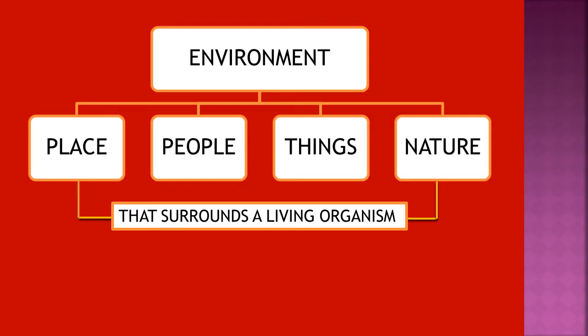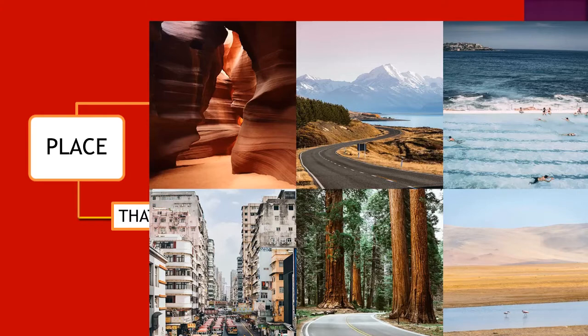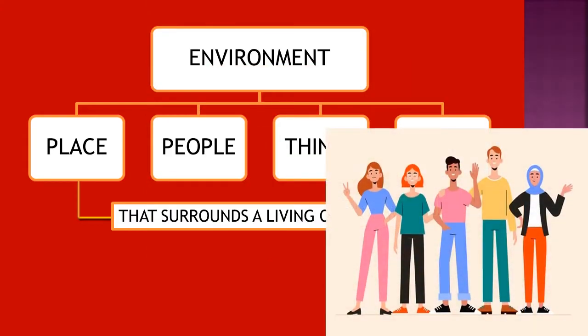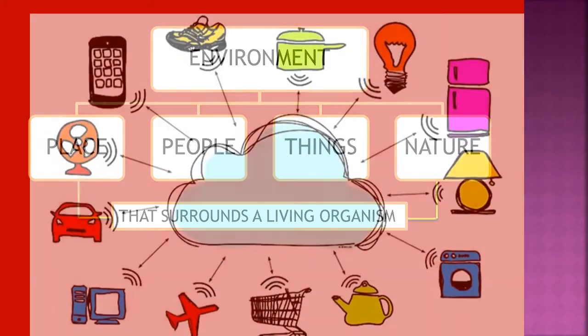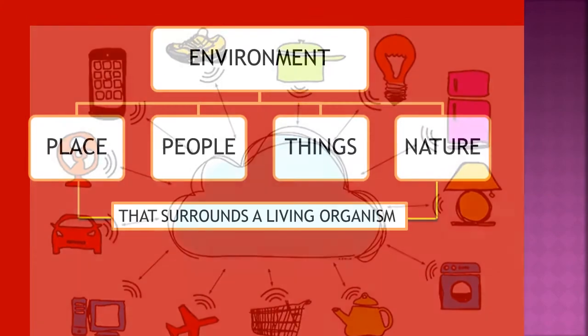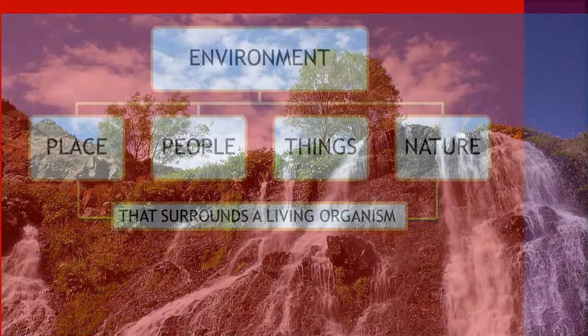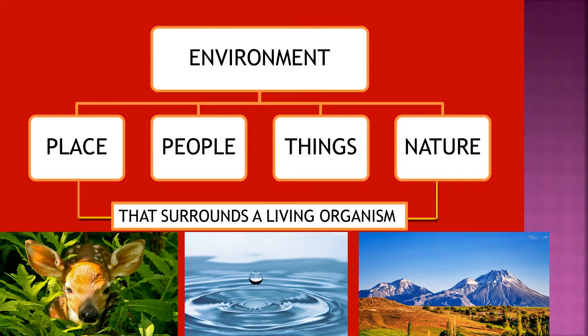That means anything around you, whether it is a place, whether it is your home, whether it is a market or any other place, or it is the people, the human beings, or it is any thing. A thing can be your refrigerator, phone, shoes, pen, pillow, bed sheet, anything. And nature, because nature also surrounds us. Nature includes plants, animals, water, mountains, soil, air, etc. So anything that is part of nature is also part of environment. So anything that is around you is environment.